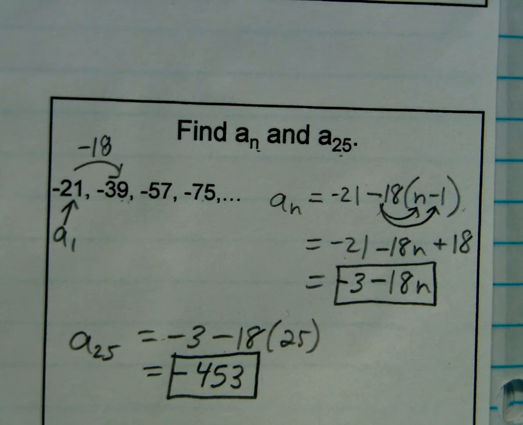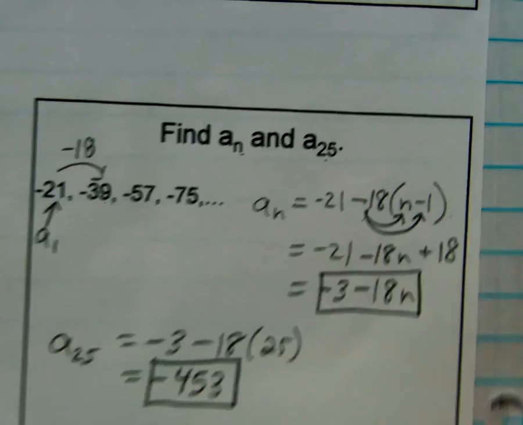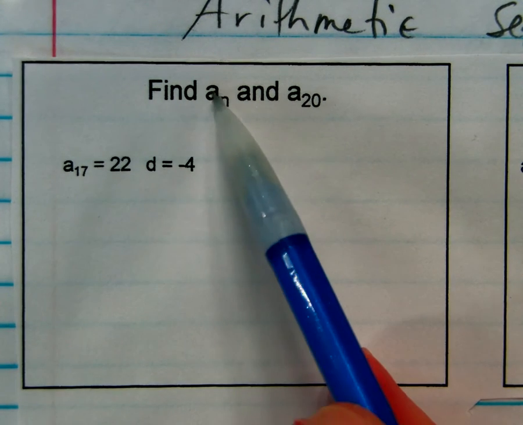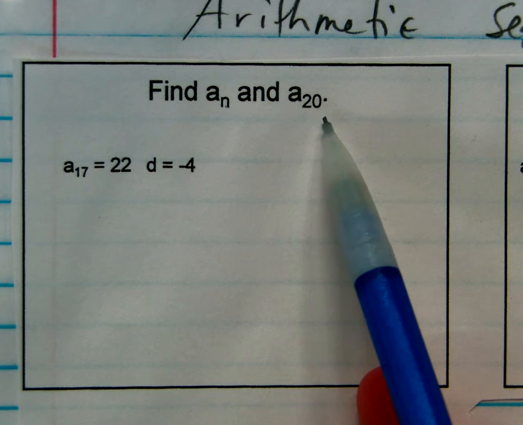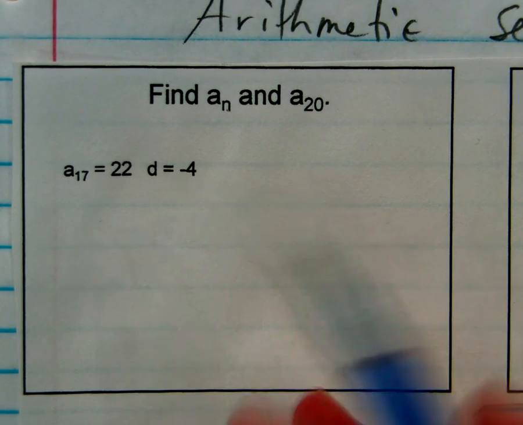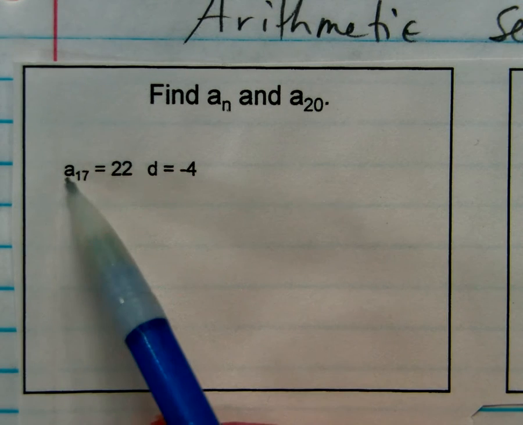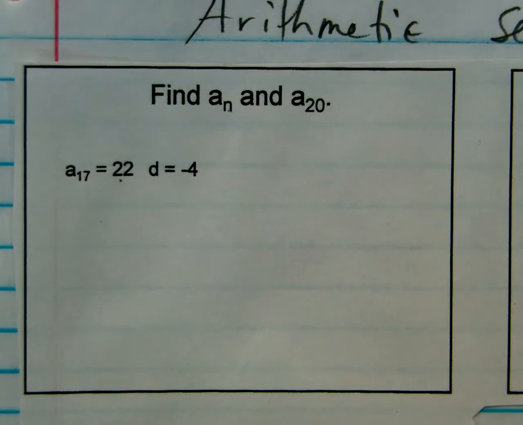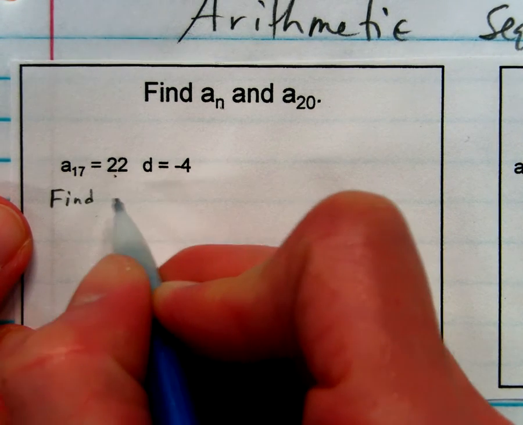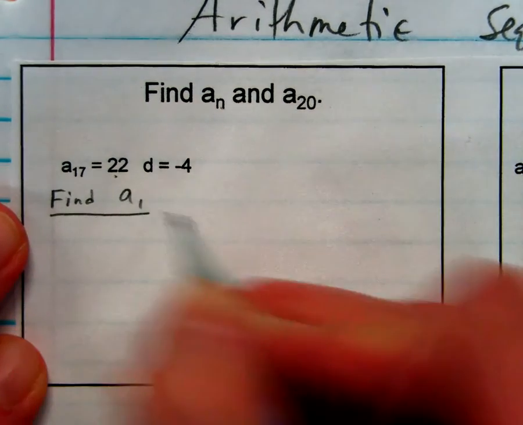Okay, so we're going to look at what if they give us some random information. The directions for the next part say we're going to find AN. Remember, that's our formula. And A20, which is the 20th term. And instead of telling us what the sequence is or giving us the first term, they're giving us the 17th term and the difference, which is a little strange. But what we can do is work backwards to figure out what the first term is. So our first objective is find A1. That's what we're going to do first.